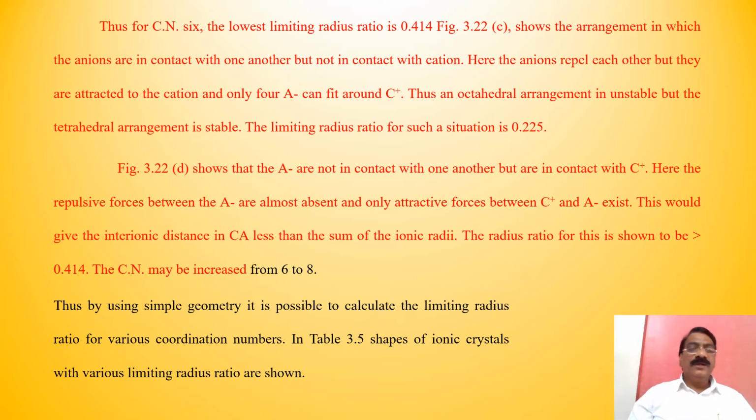The coordination number may be increased from 6 to 8. Thus, by using simple geometry, it is possible to calculate the limiting radius ratio for various coordination numbers. See in the table, shapes of ionic crystals with the various limiting radius ratios are shown.